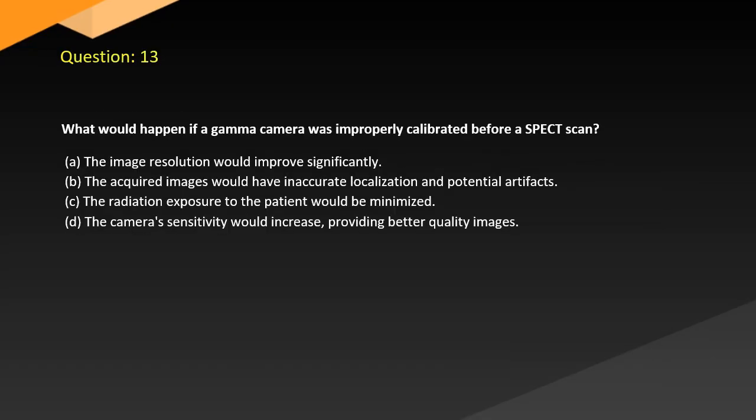Question 13. What would happen if a gamma camera was improperly calibrated before a SPECT scan? A. The image resolution would improve significantly. B. The acquired images would have inaccurate localization and potential artifacts. C. The radiation exposure to the patient would be minimized. D. The camera's sensitivity would increase, providing better quality images.